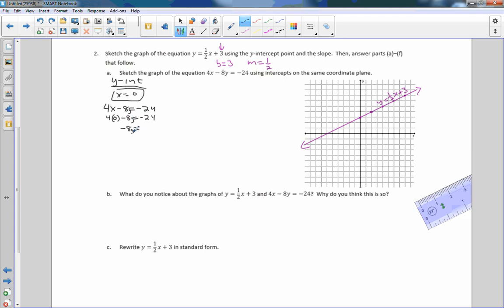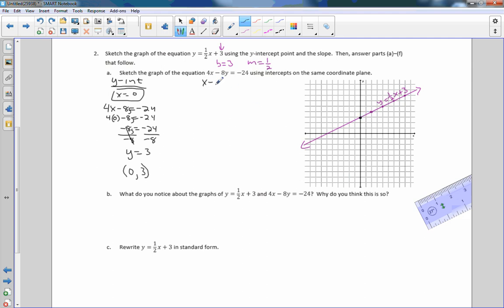Forgot my y. Negative 8y equals negative 24. Divide by negative 8. Those cancel. Divide by negative 8. And y equals 3. Negative divided by negative is positive. 24 divided by 8 is 3. So when x is 0, y is 3. So I go over here. 0, 3 is right here.